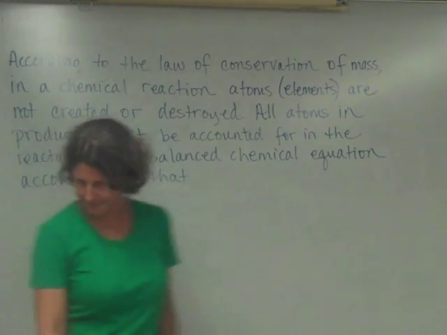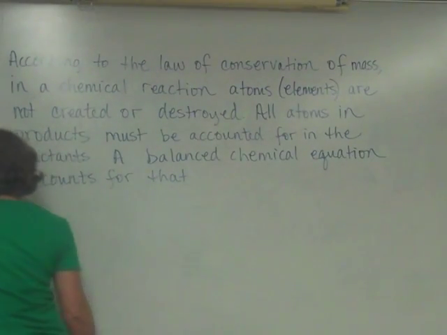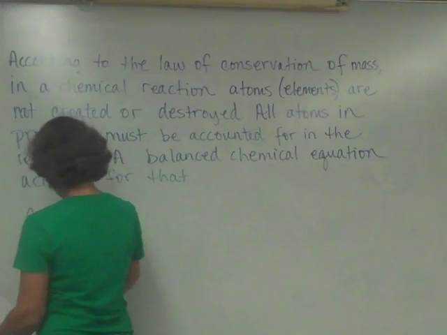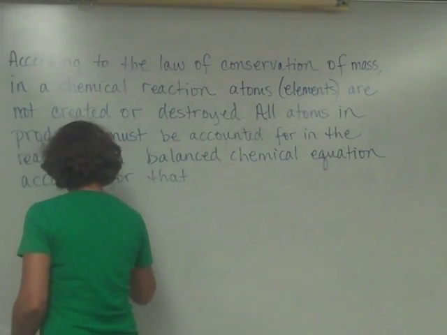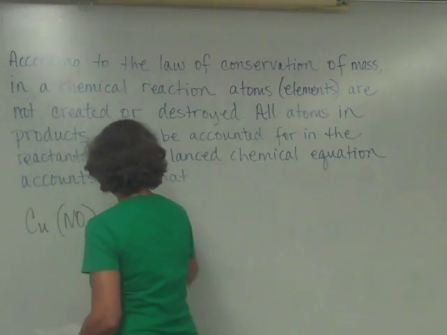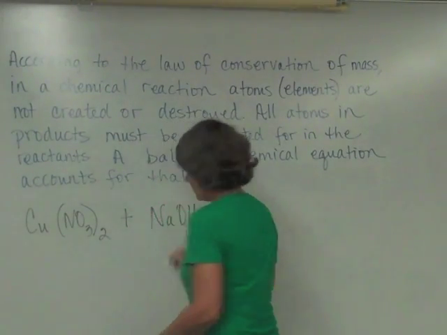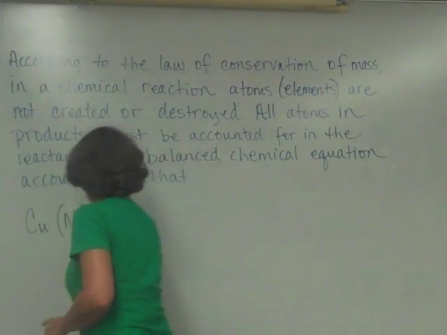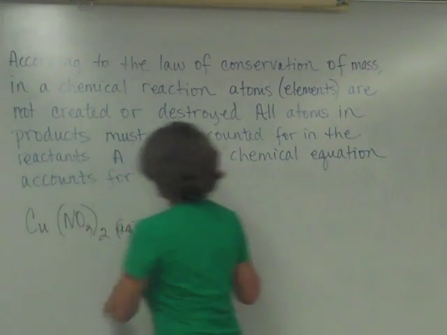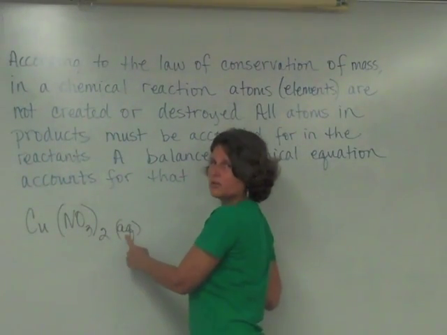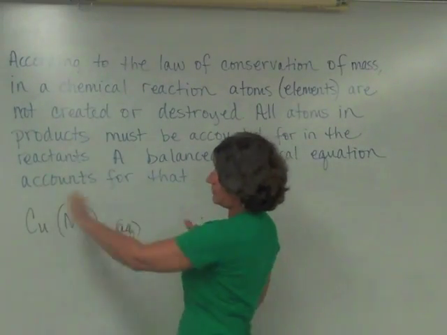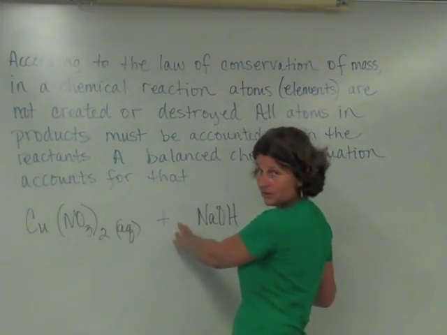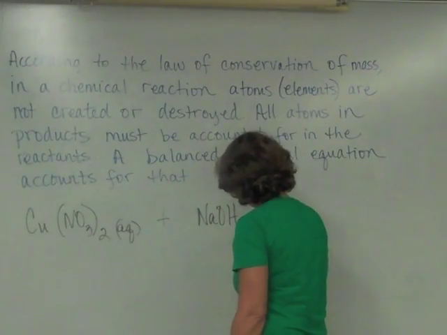So let's do something ionic. Let's do copper 2 nitrate plus sodium hydroxide. Ooh, I forgot my phases. This is aqueous, AQ. And that means that the copper 2 nitrate, AQ, is dissolved in water. It's an aqueous solution. And we'll talk more about these phase things later. Plus, again, sodium hydroxide. Notice how I'm leaving a little space for the coefficient, which is aqueous as well.